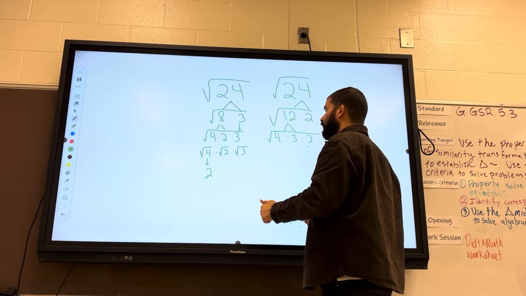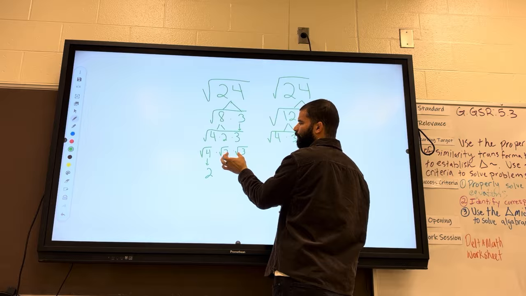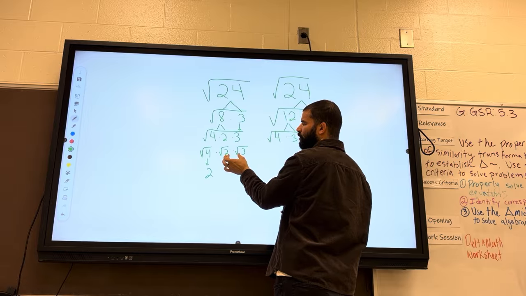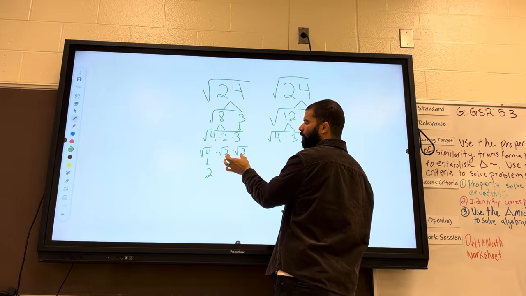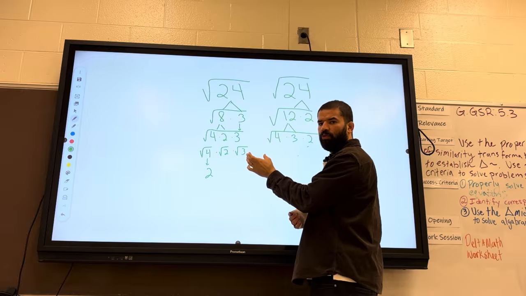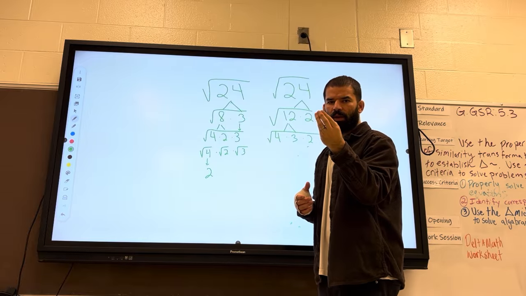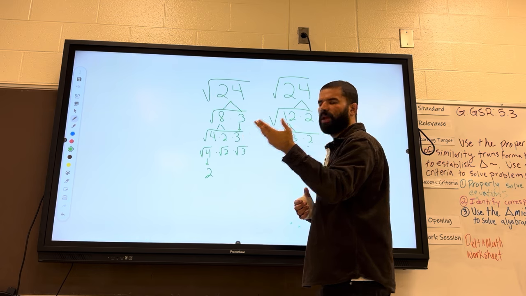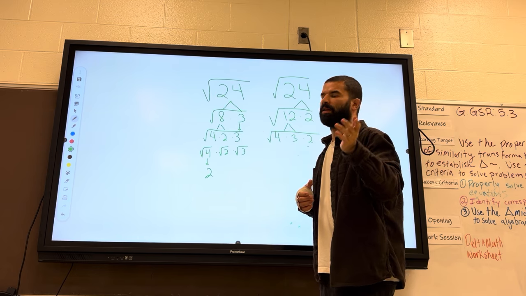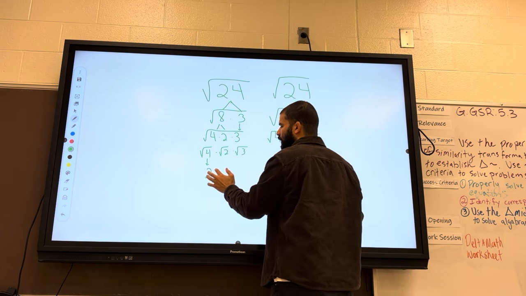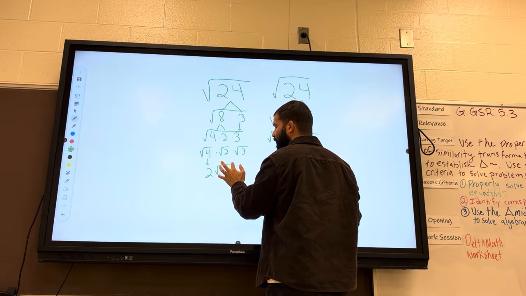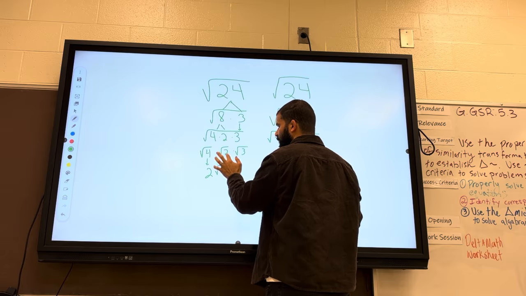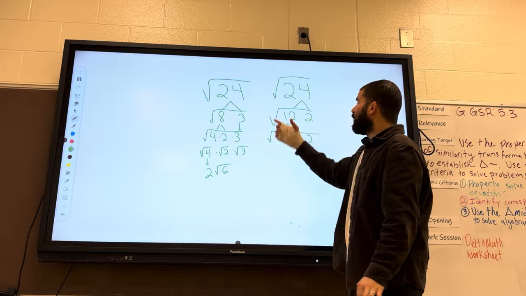Check that on the calculator. Then, since these two don't have a square root, we just combine them in the same way that we multiply 2x and 3x. It's the same deal. So then we carry this down as radical 6, right, since multiplication.